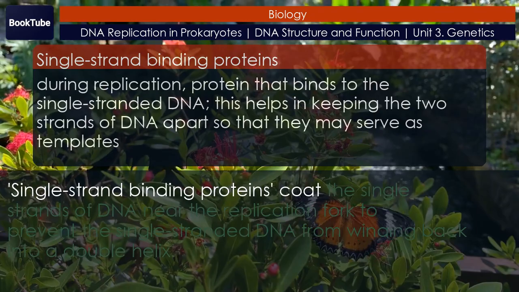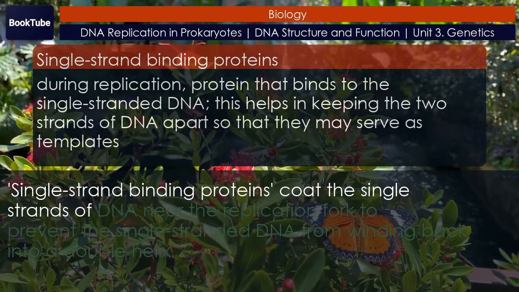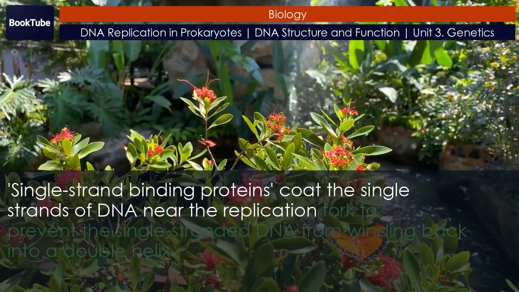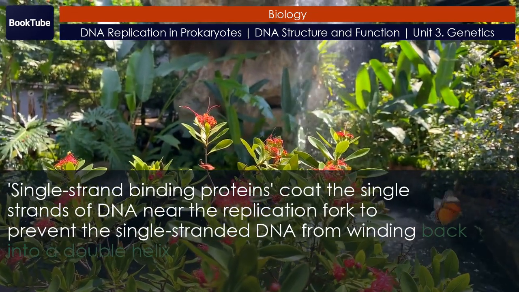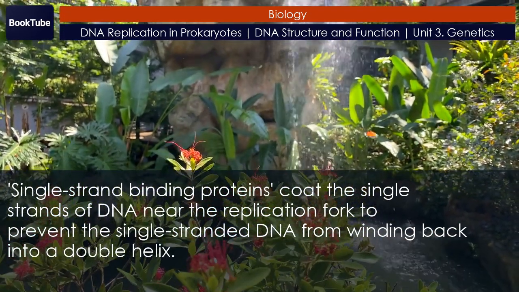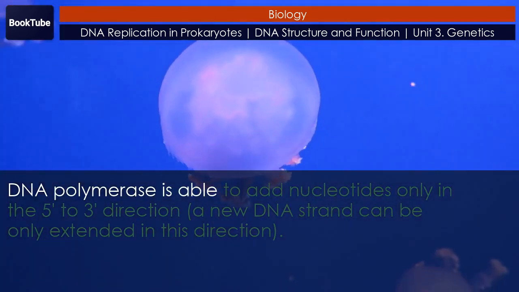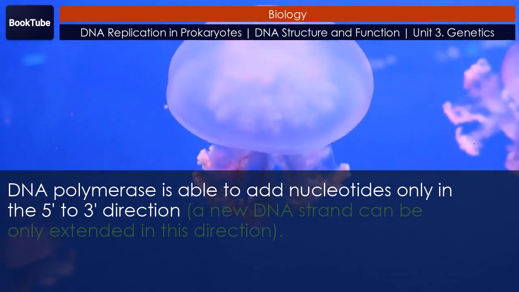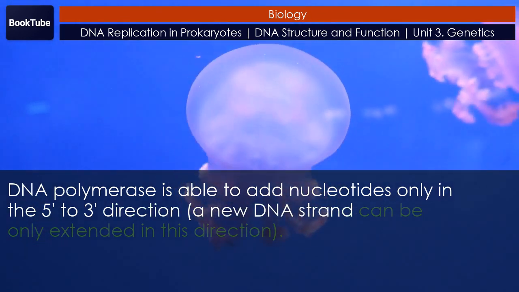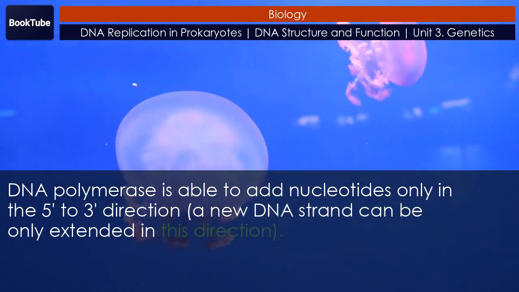Single-strand binding proteins coat the single strands of DNA near the replication fork to prevent the single-stranded DNA from winding back into a double helix. DNA polymerase is able to add nucleotides only in the 5' to 3' direction. A new DNA strand can be only extended in this direction.